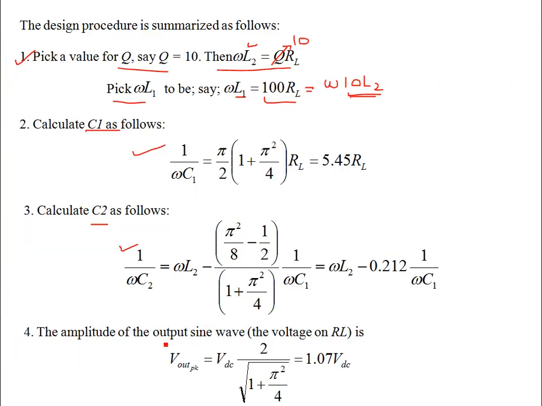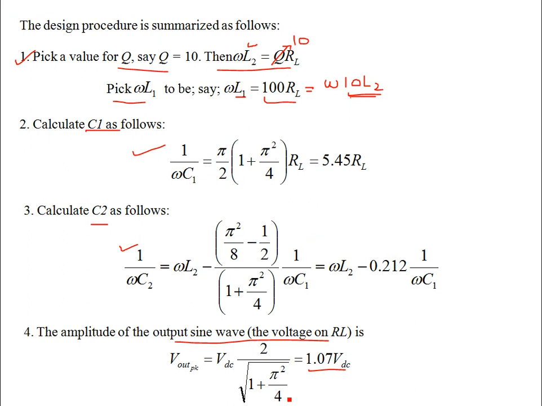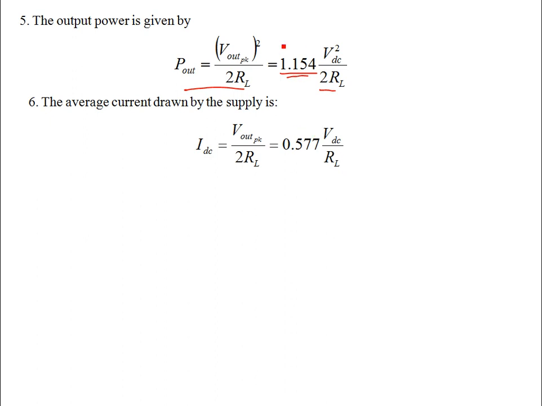So again, the amplitude of the output sine wave, you can see, is very near to VDC, and we are expecting a near sinusoidal output. The power output is Vout square over 2RL for a sinusoidal output at the load, and that is 1.154 VDC square over 2 RL. Where do you get this 1.154? It's coming from here. If you take the square of 1.07, that is 1.145. So that's the square of 1.07. The average current is your peak over 2RL, and that's 0.577. If you express this Vout in terms of VDC, you get this constant.